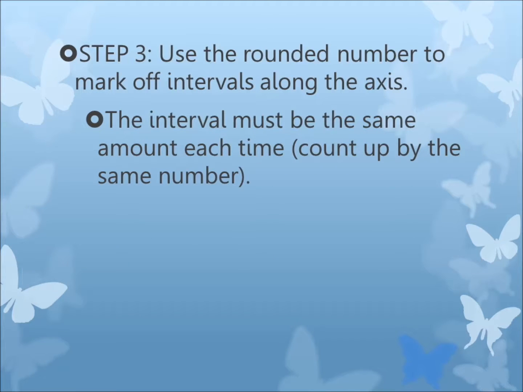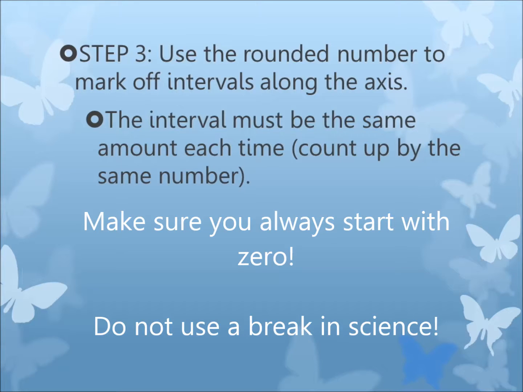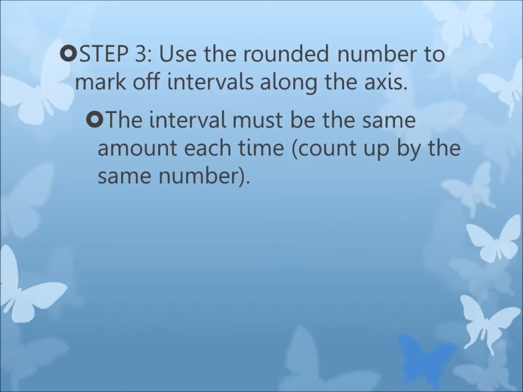Okay, step 3 is use the rounded number to mark off the intervals along the axes. So all that means is we want to count by that number on our axes. And you want to count by that same number each time. The other thing to be noted here is you want to count by starting at 0. Okay?